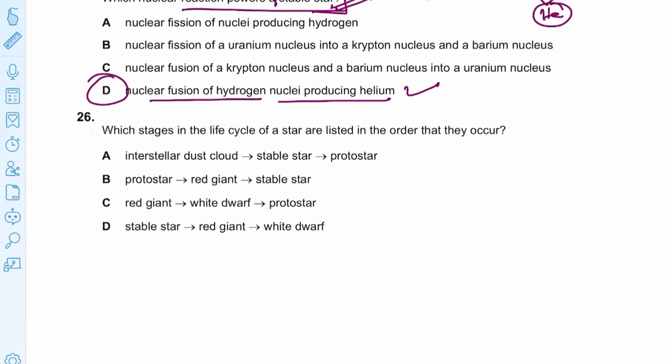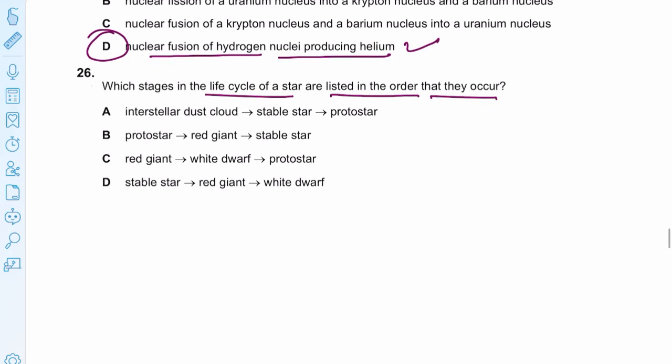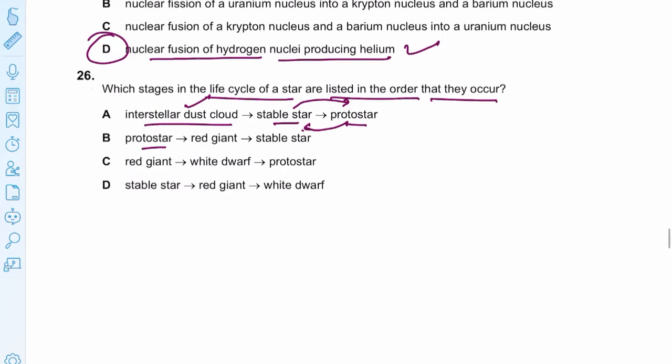Next, question number 28 asks: which stages in the life cycle of a star are listed in the order that they occur? Listen. Interstellar dust cloud, then stable star, protostar. No, it's not. So these will be interchanged. After the interstellar dust cloud, it will be protostar, then it will be stable star. Then the red giant, then the formation of red giant should be done first.